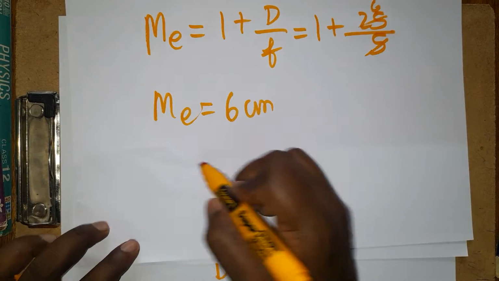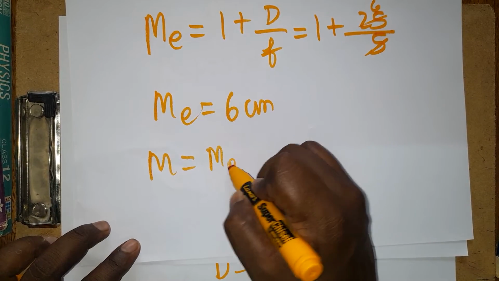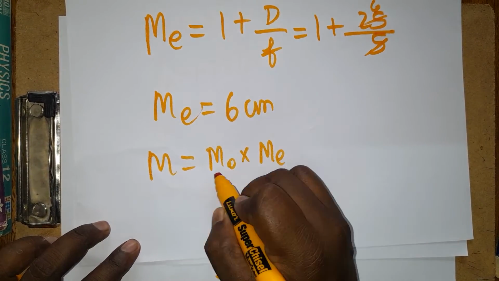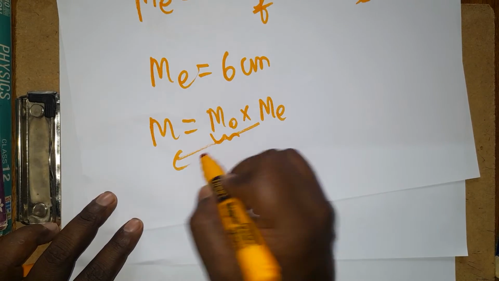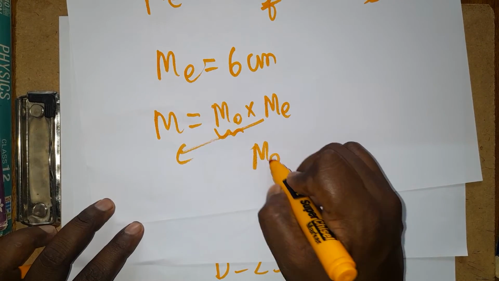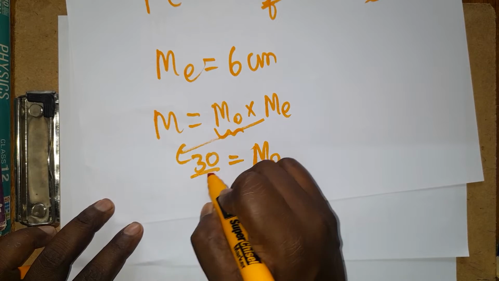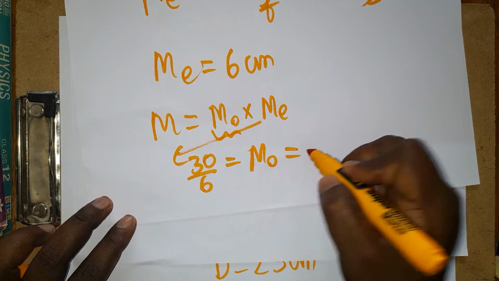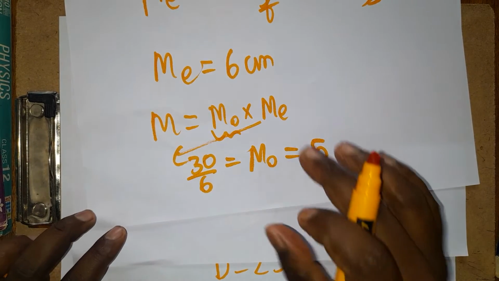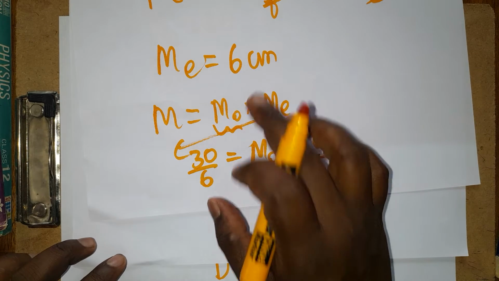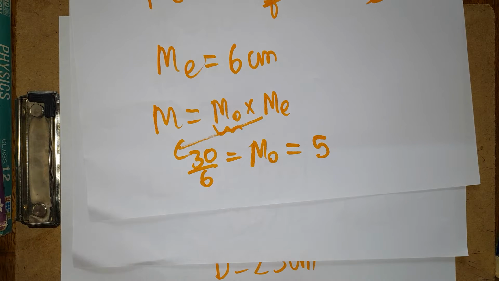Okay, now M is equal to MO into ME. You can easily find what is MO. MO is equal to 30 by 6, which is going to be called as 5. The magnification will be 5 for the objective lens, and 6 for the eye lens.